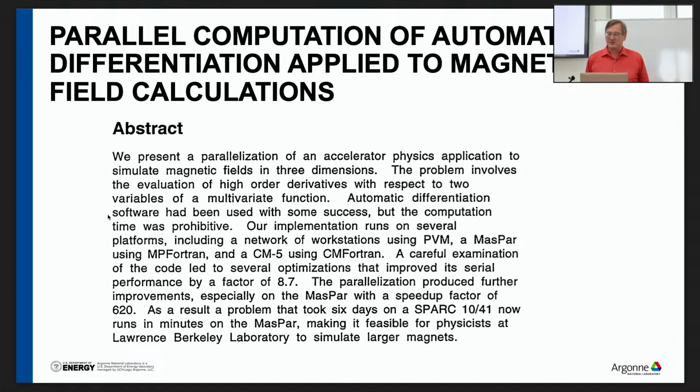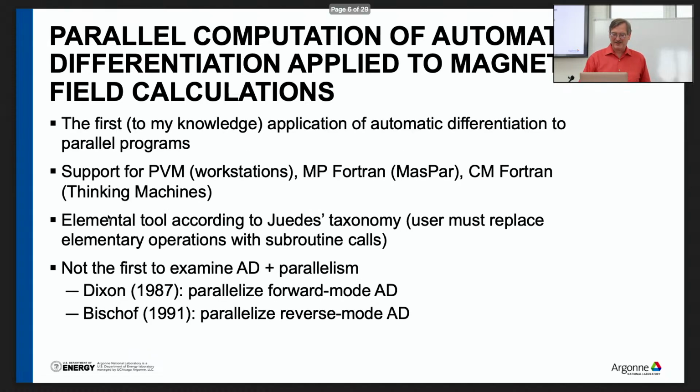So here's the abstract from this report. It looks at applying automatic differentiation to networks of workstations using PVM, MasPar using MPFortran, and a CM5 using CMFortran. They get speedups of up to 8.7. That probably sounds pretty modest by today's standards, but you have to remember these parallel systems were not that big. Many of them only had about 8 or 16 nodes. So again, as far as I know, this is the earliest application of automatic differentiation to parallel programs.